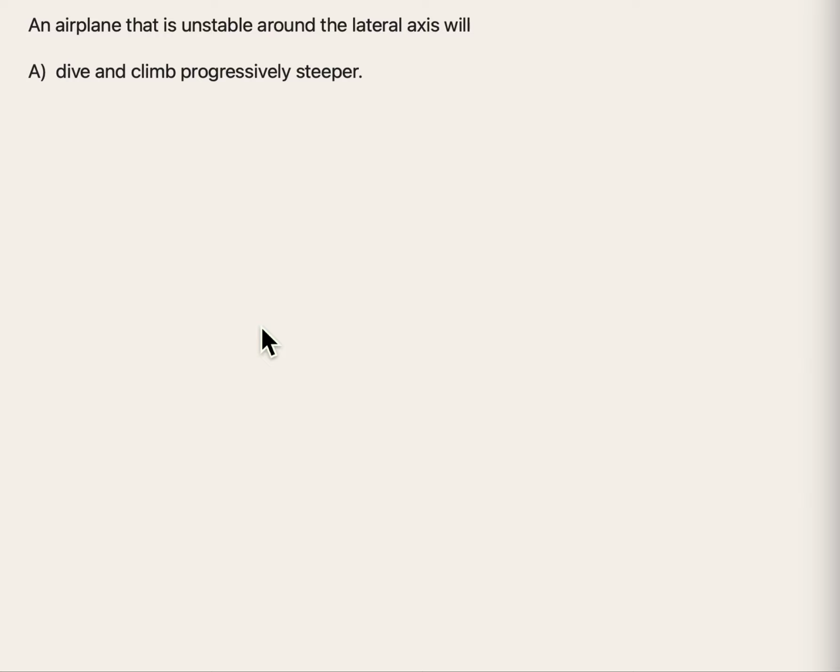A longitudinally unstable aircraft has the tendency to dive or climb progressively into a very steep dive or climb, or even stall. So you look at the lateral axis, which is wingtip to wingtip, and that's the axis that the plane is pitching about. So that will mean it will dive and climb progressively steeper if it's unstable.